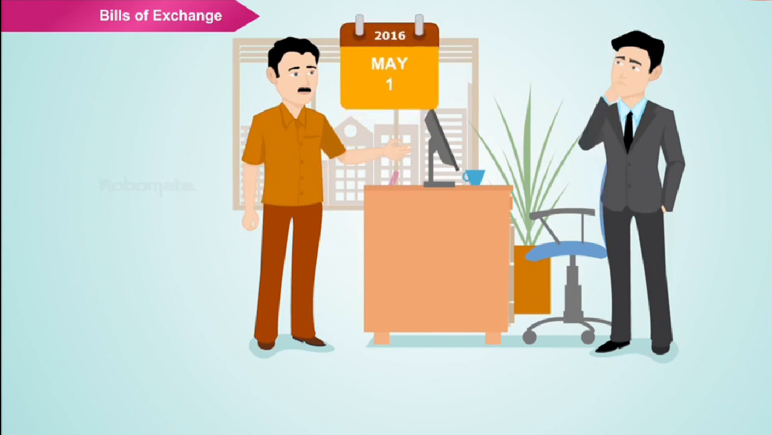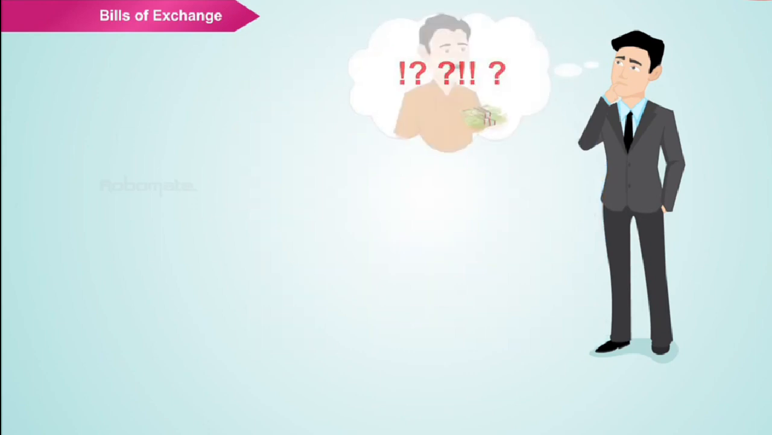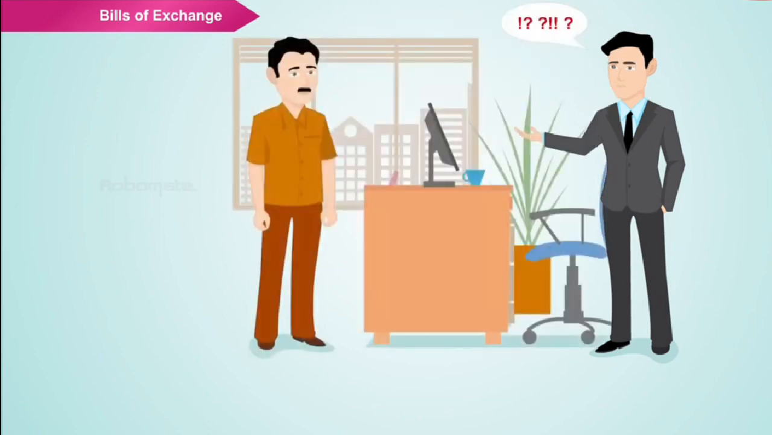Today is 1st of May. I will repay the amount by 1st of August. Well, I do not need money immediately. I think that I should consider the offer. How can I trust that you will repay me on the stated date? I will need some security.